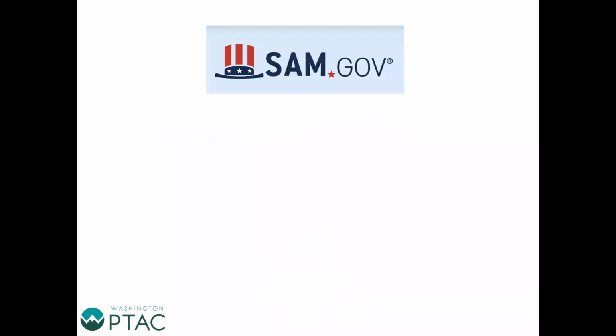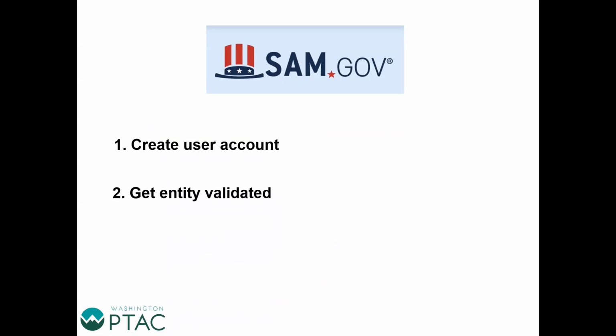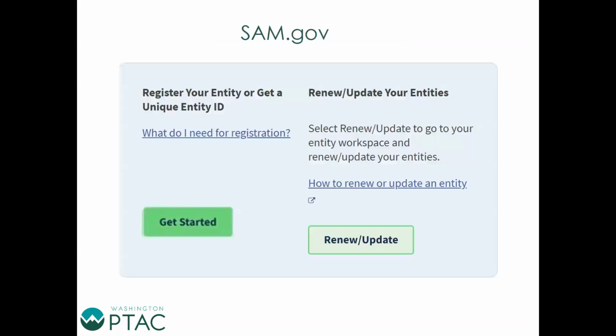Okay, so in brief, the SAM process is going to have 3 distinct steps. The first one is you will be creating a user account. You'll be creating a login. You will get your entity validated. There's an initial entity validation process that you will be going through. And you may go on to register your entity in SAM, depending on why you need your UEI. So you'll discover or think about why you need your UEI number. What is your purpose?